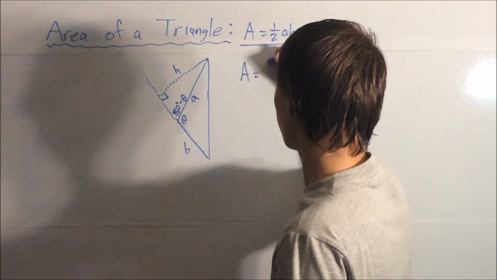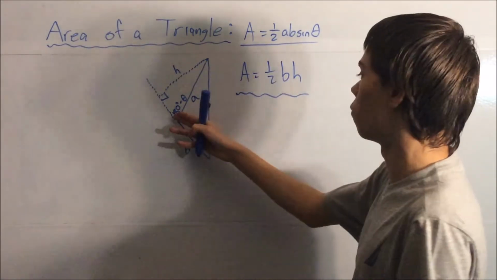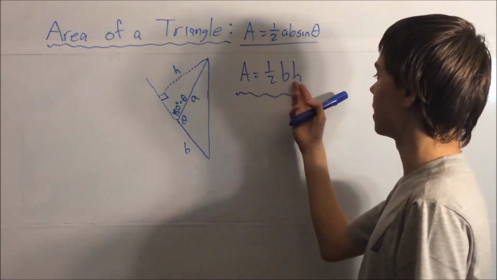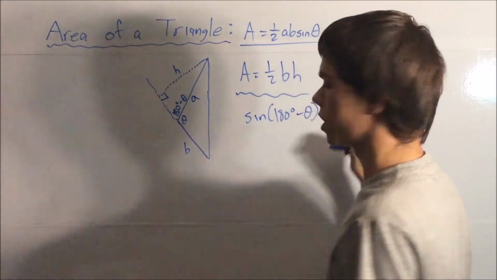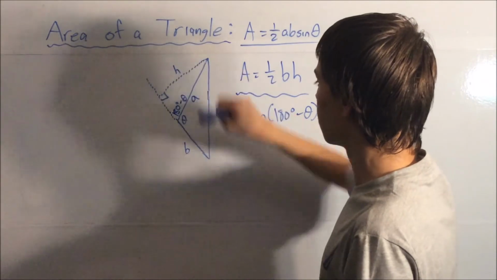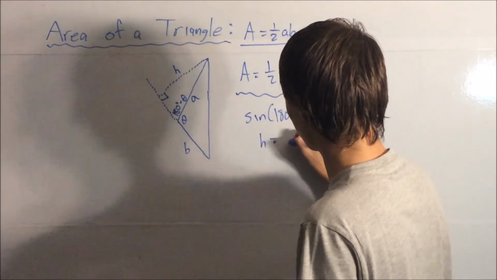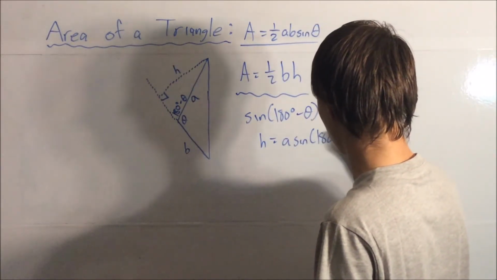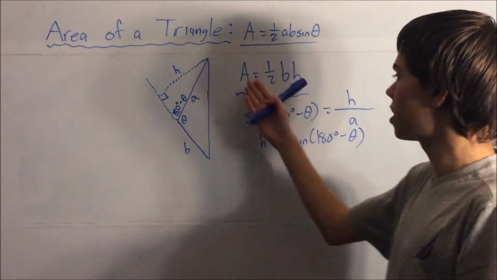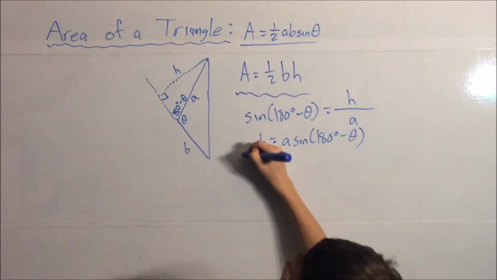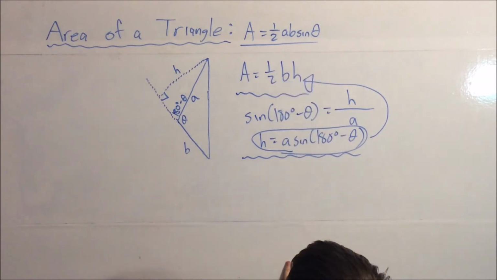So, area of a triangle is still 1/2 base times height, right? That doesn't change. And what we have to do is take the sine of 180 degrees minus theta so we can replace H with something. The sine of 180 degrees minus theta is still opposite over hypotenuse, so H over A. Solving for H, we get A sine of 180 degrees minus theta. So if we substitute that into our area, we're substituting H into what we have right here.